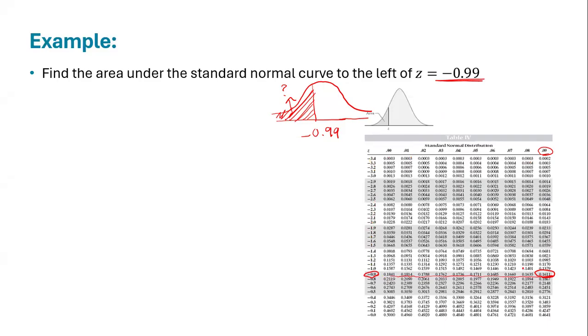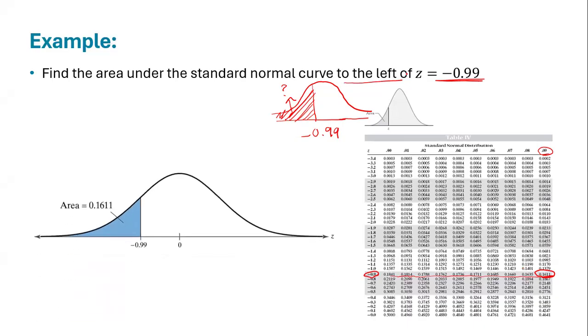I don't have to change anything, because the numbers on the table are areas to the left, and you are looking for the area to the left. So that's your final answer. The total area is 0.1611. And if in any z-table you have more than 4 decimal digits, it's better to always round to 4 decimal digits.